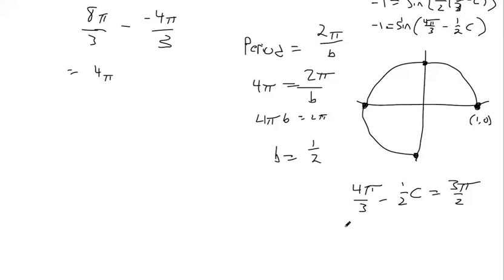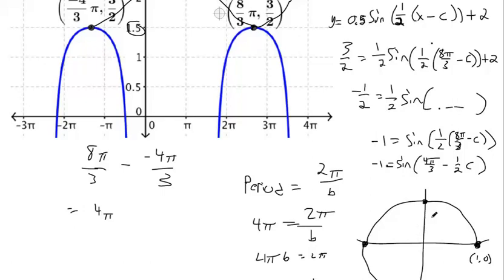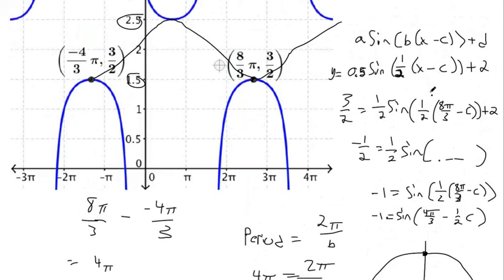We can subtract 4 pi over 3 from both sides. We need common denominators, so that's 8 over 6, and this would be 9 over 6. So subtract the 8 pi over 6 from both sides, so we get pi over 6. And then we need to multiply both sides by negative 2, so we get negative pi over 3. So c needs to equal negative pi over 3. And I think that's it.